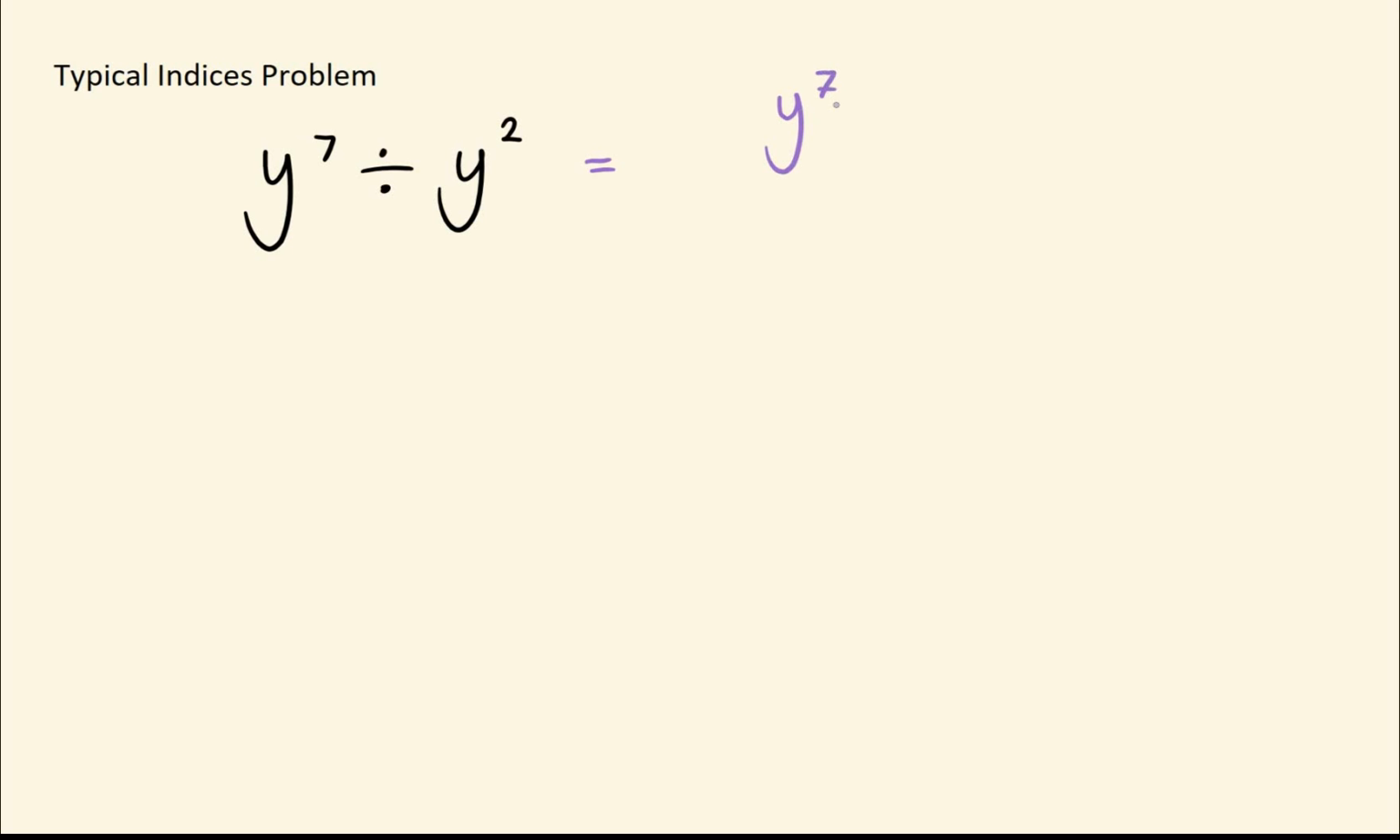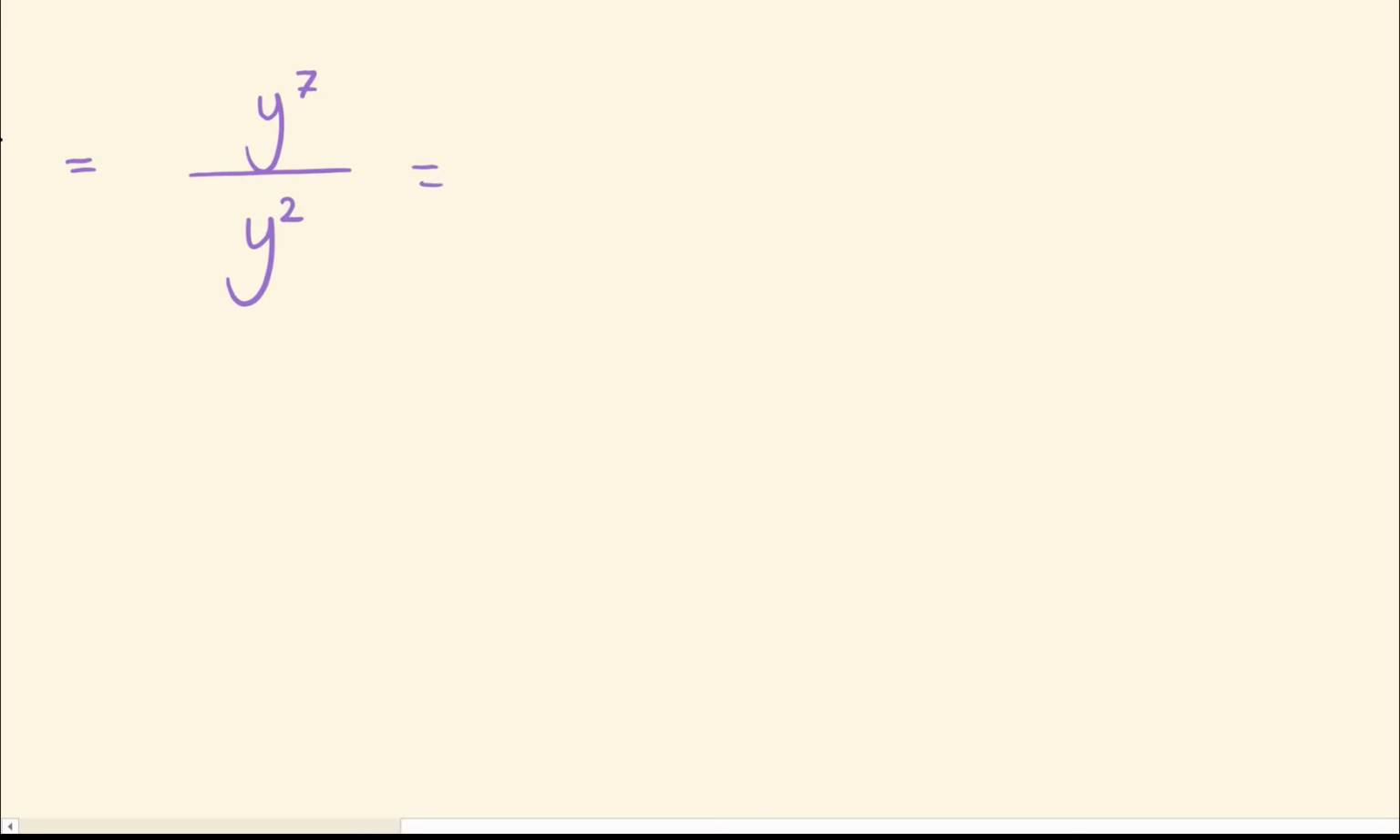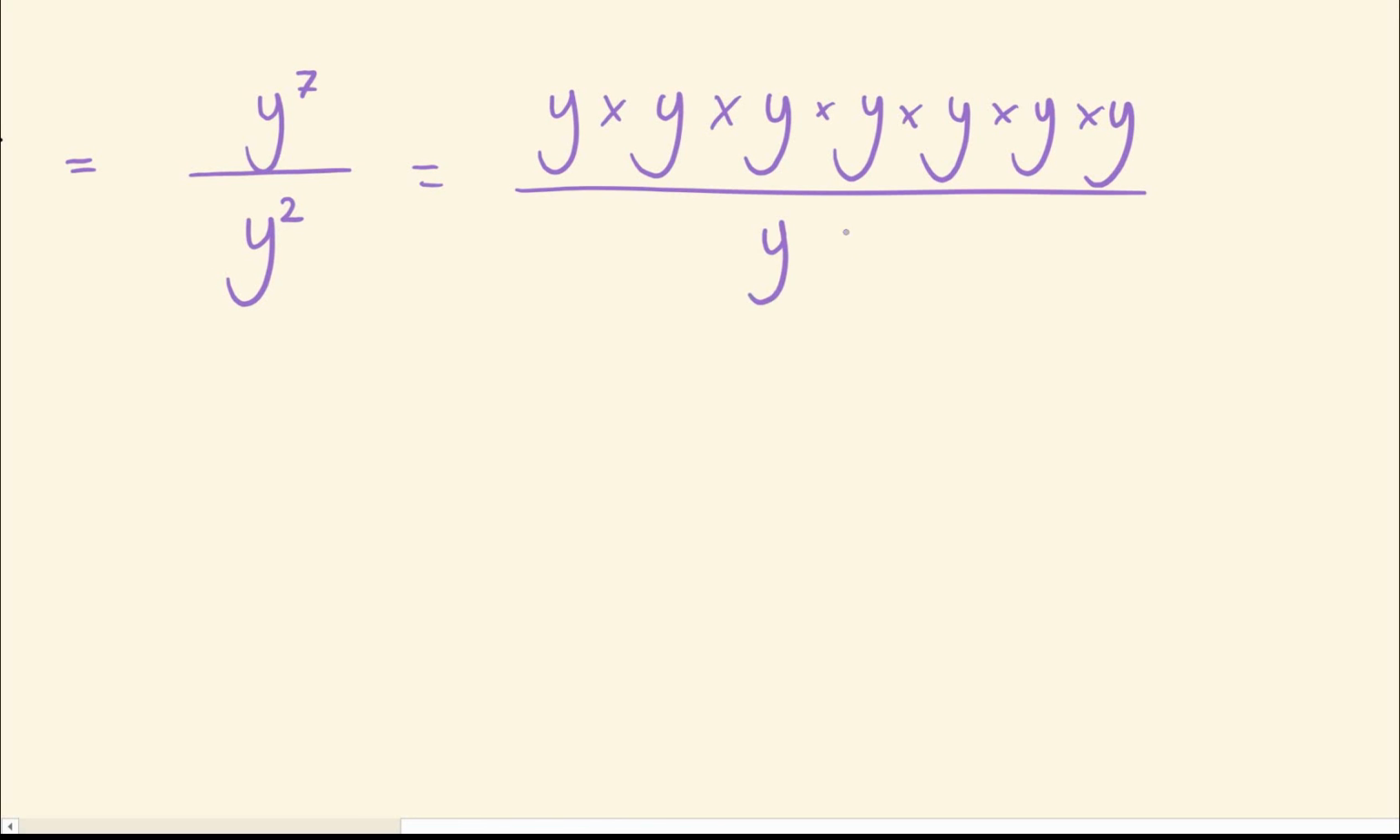So that will equal y to the 7 over, as a fraction, y squared. I'm now going to do the same thing as before. I'm going to write these out in terms of y's and how many we have. So y to the 7 means I have 7 y's: 1, 2, 3, 4, 5, 6, 7. And that is divided by y squared, which means I have 2 y's.